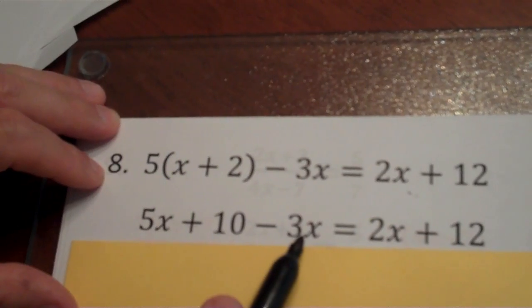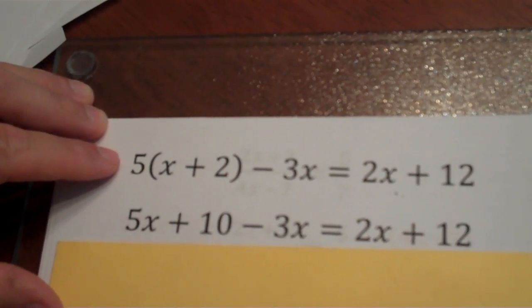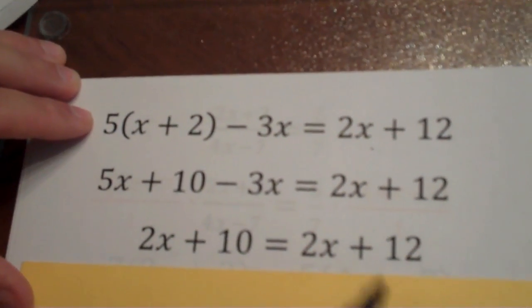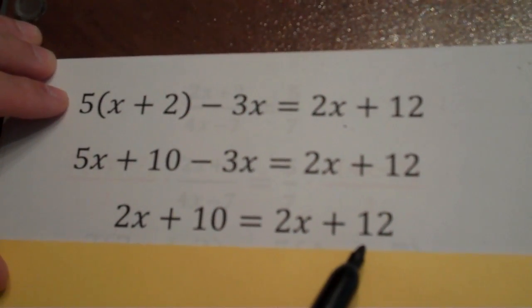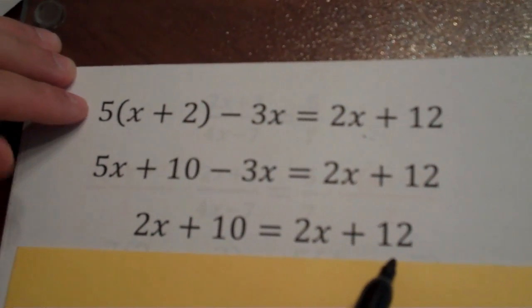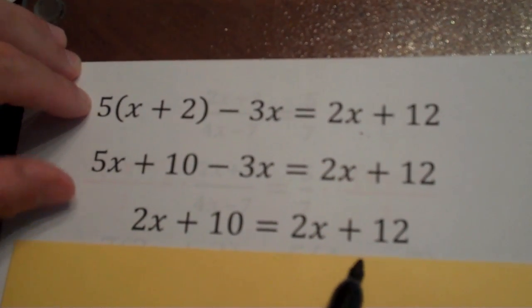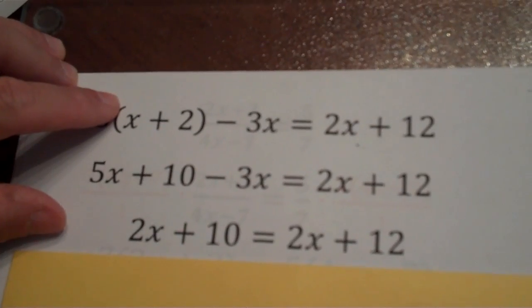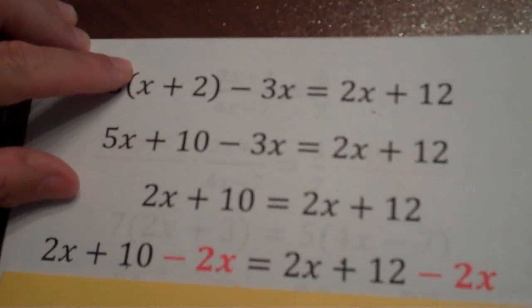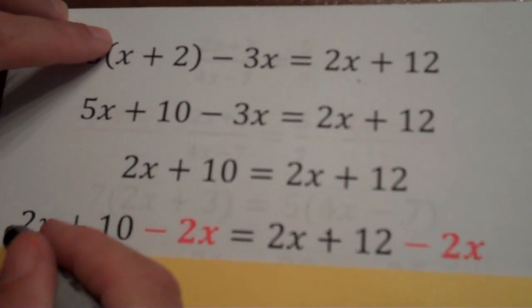And now I need to simplify by combining my like terms. My 5x minus 3x is 2x. And I have 2x plus 10. On the right side, I have 2x plus 12. Well, my next step is to get rid of the smallest variable. They're actually the same variable if you want to be honest about it. It's 2x. I will eliminate those by subtracting 2x from both sides of the equation.